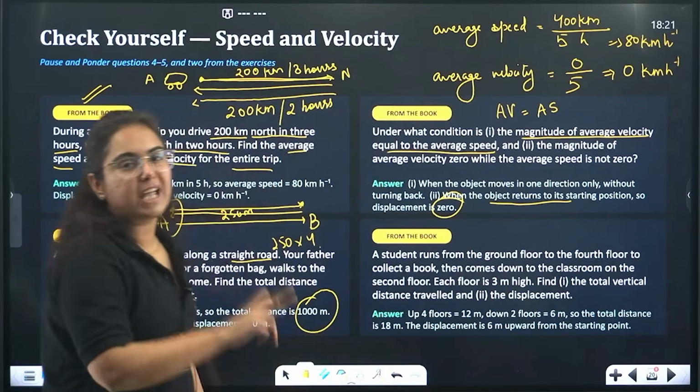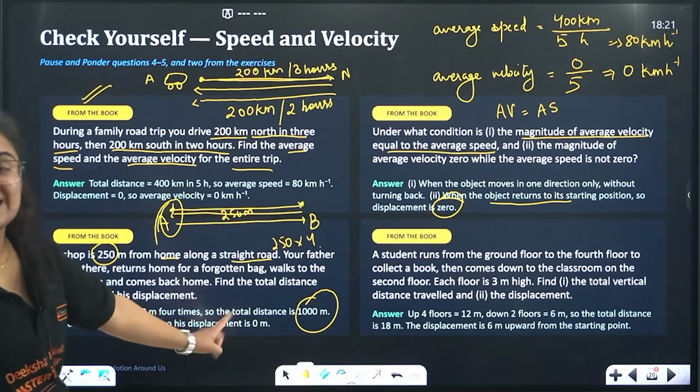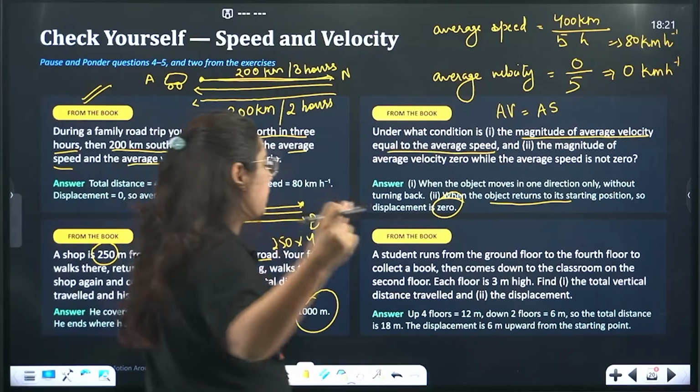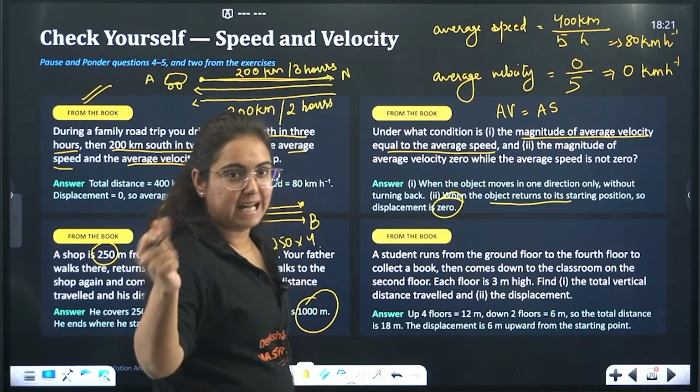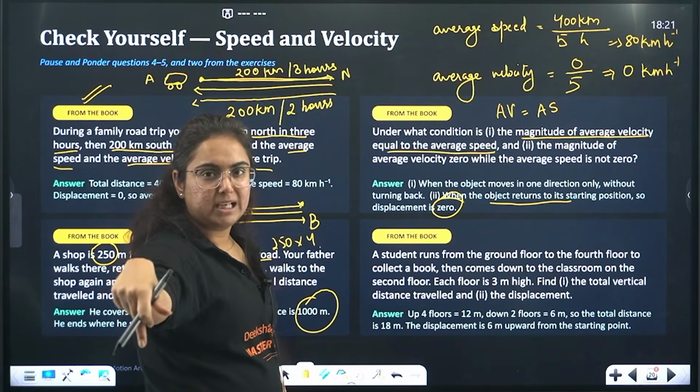I'll give you a homework. Find average speed and average velocity for the same. Quick. Do it in your copy right now. Take a pause. Do it in your copy. Tell me in the comment section.